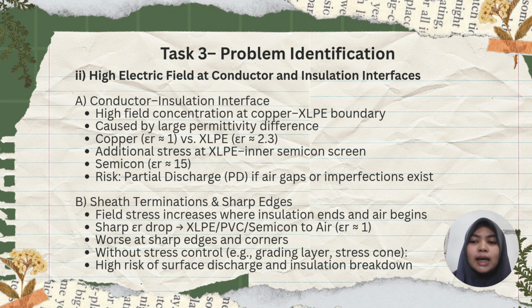Second, at the outer sheath termination, where insulation ends and the cable is exposed to air, there is a sudden drop in permittivity. This creates a sharp electric field gradient, especially around corners and edges. Without proper field control, such as grading layer or stress cone, this zone can experience surface discharge and insulation failure under high voltage operation.